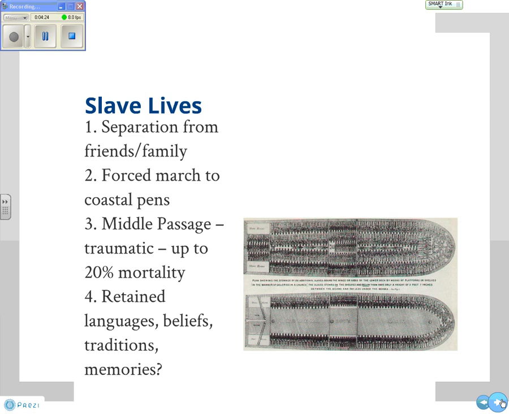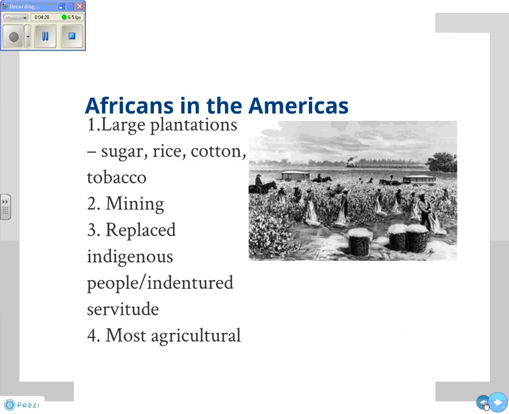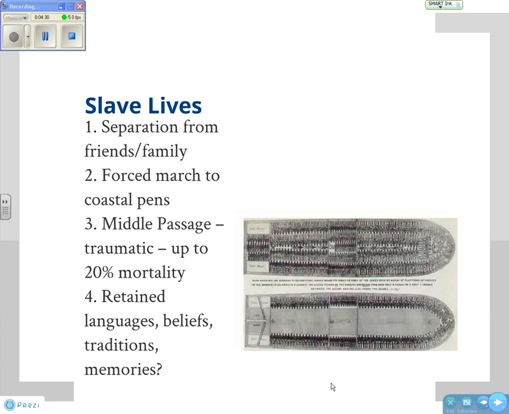They did retain some of their languages, beliefs, traditions, memories. Let me go back just a second. These languages, beliefs, and memories are going to play a big role in influencing their culture and how they impact the Americas.